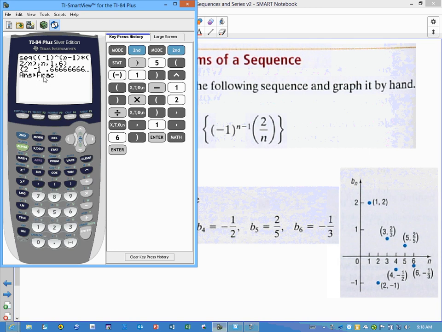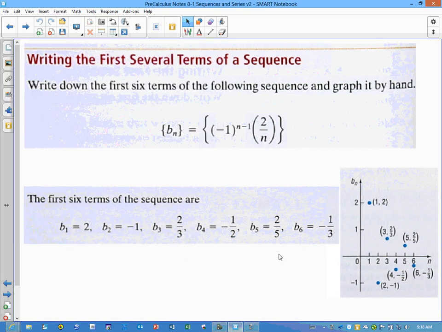Notice how, when you hit enter for the Answer to Fraction command, it now gives you the set in fractional form. And notice how the set continues off to the right of the screen. All you have to do is hit the right arrow to scroll either right or left so you can see all your numbers. Notice how it ends with -1/2, and then 2/5, and then -1/3.